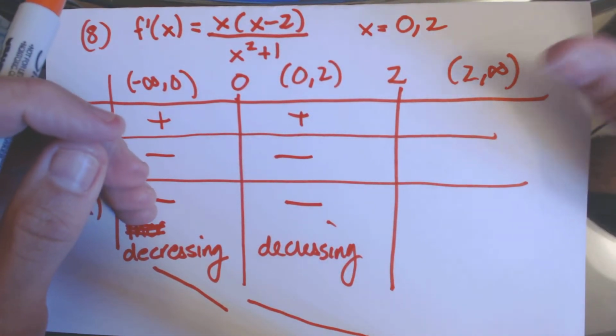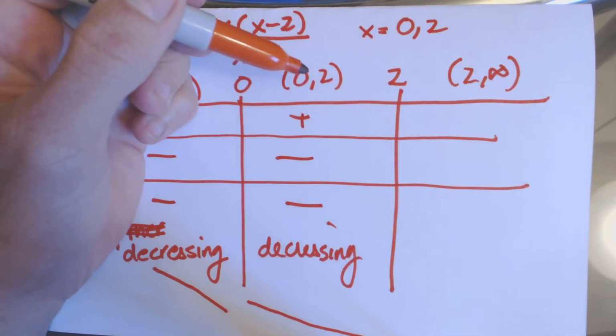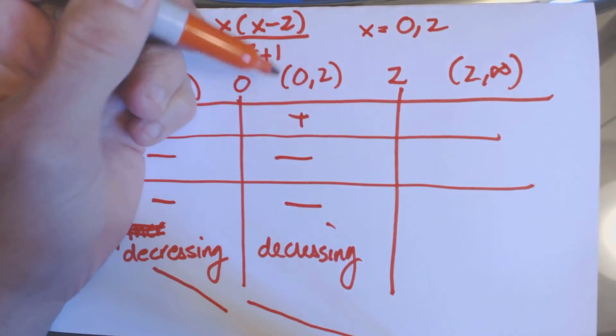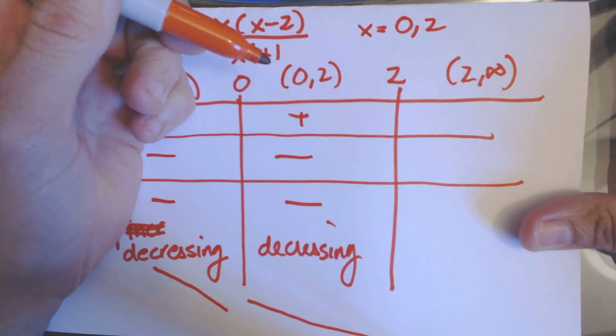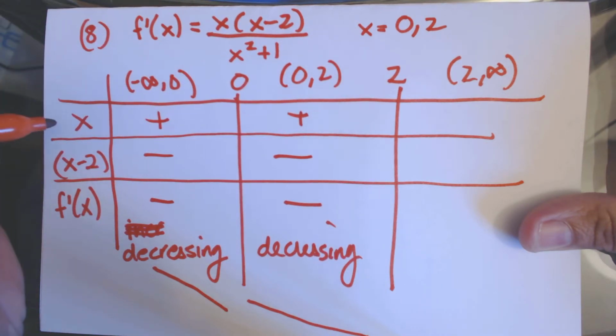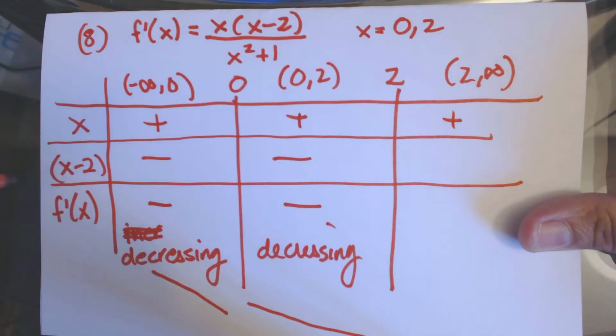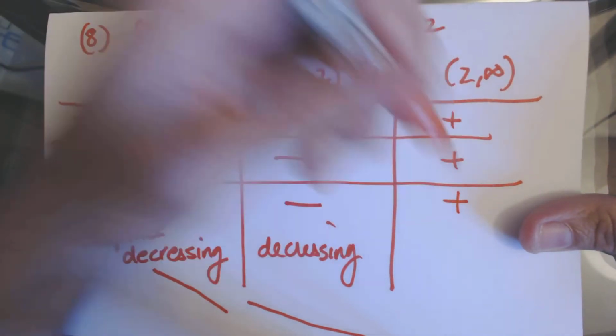Now let's look at 2. We've identified the fact that between 0 and 2, the function is decreasing. And thus now we can look at the interval between 2 and infinity. What is the function doing there? So let's plug in 3. X equals 3 is positive. X equals 3 minus 2 is positive. So that means the derivative is positive.